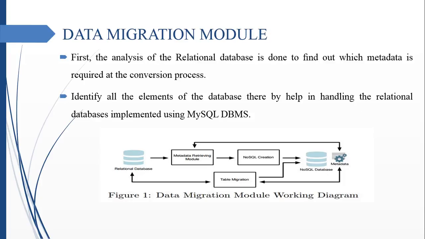Next is the data migration module. First, the analysis of the relational database is done to find out which metadata is required in the conversion process. Identify all the elements of the database, thereby helping in handling the relational database implemented using MySQL DBMS. Given is a figure of the data migration module working diagram with the relational database and NoSQL database on either side with the metadata, and there are three modules which are the metadata retrieving module, NoSQL creation and table migration module.